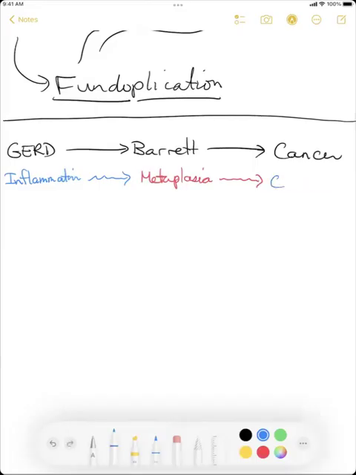So it's that link of inflammation over a long period of time to a metaplastic change, and then that increases the risk of cancer. Hopefully that gives you a bit of an idea about at least a very common condition within the GI tract.